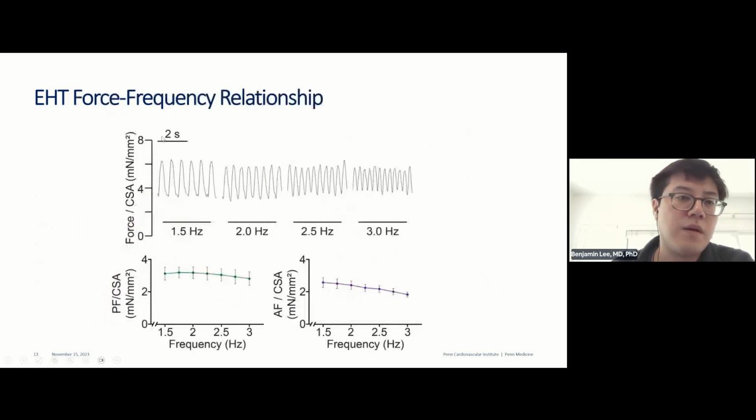It's hooked up to a MyoPacer, so we can pace the tissues at various frequencies. And here we see the force-frequency relationship in one of our engineered tissues, where we pace the tissues from a range of 1.5 all the way up to 3 hertz, or 180 beats per minute. And we see the effect of the rate of stimulation on metrics such as the passive force and the active force.